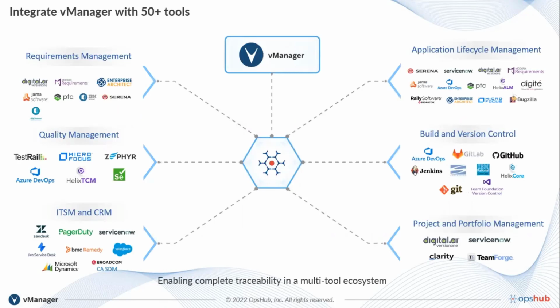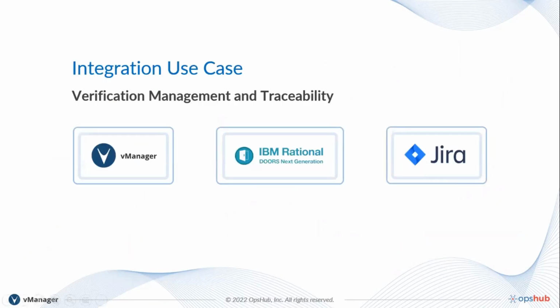vManager can be integrated with 50 plus tools as shown on the screen here, which covers most of the industry leading tools like IBM Doors, JAMA, Atlassian Jira, Azure DevOps, PTC, etc. For more details on what is supported for each of these tools, you can visit OpsHub's website or contact OpsHub or Cadence for more details. We'll move towards a demo now.